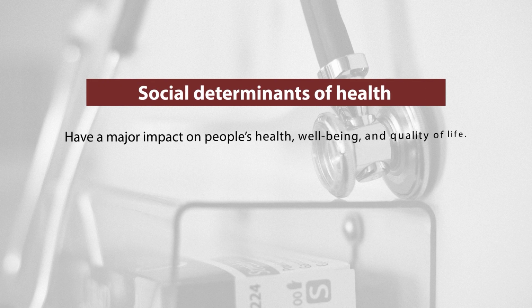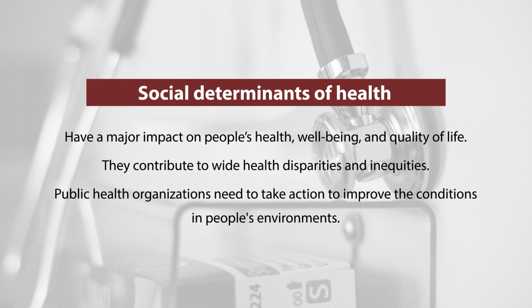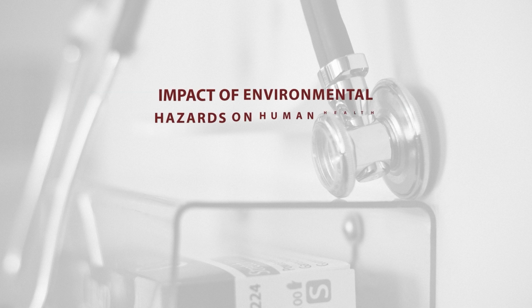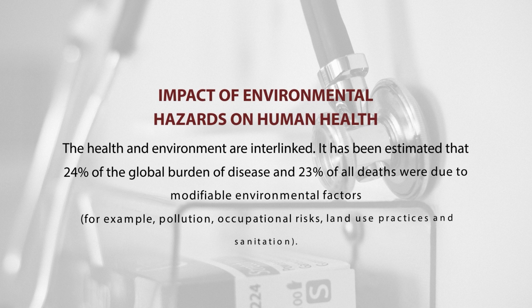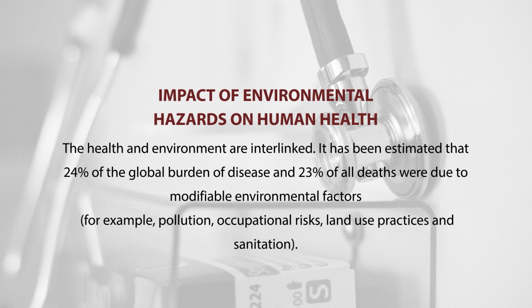Social determinants of health also have a major impact on the health, well-being and the quality of life. They can also contribute to wide disparities and inequalities, health disparities and inequalities. So the public health organizations will also have to take action in order to improve the condition in the people's environments. Therefore, the impact of the environmental hazards on human health you have seen, and the humans themselves are responsible for polluting the environment, and that has shown its effect on the health. The health and the environment are definitely and directly interlinked.